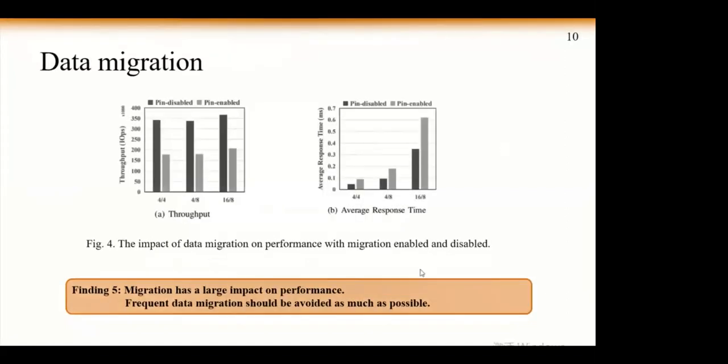Finally, we use the function of locking files in pin mode to simulate data migration. In order to continuously observe the impact of data migration, we choose to lock the 2 GB file to Optane memory. During this period, we read the 100 MB test file from the host system. From the figure, we can see that migration has a large impact on performance. Frequent data migration should be avoided as much as possible.